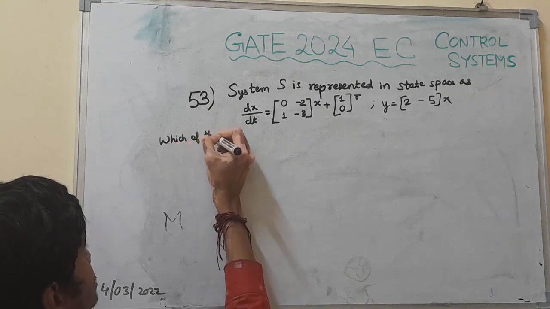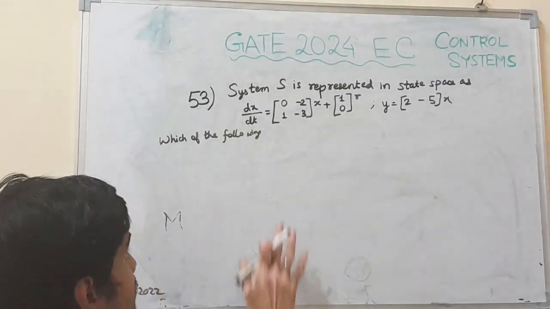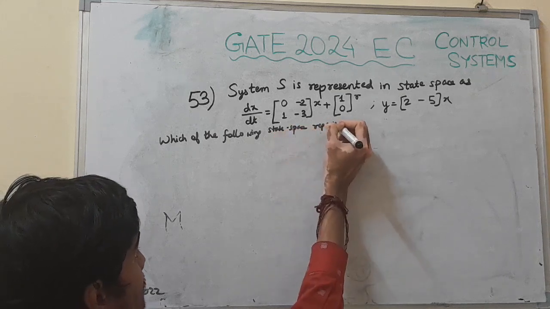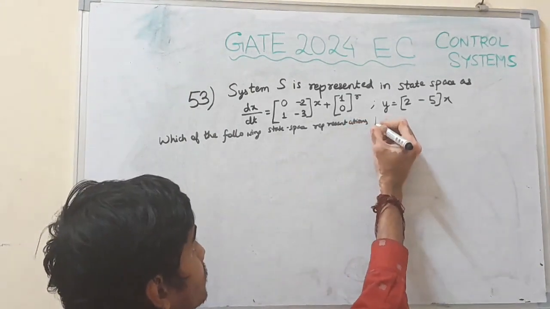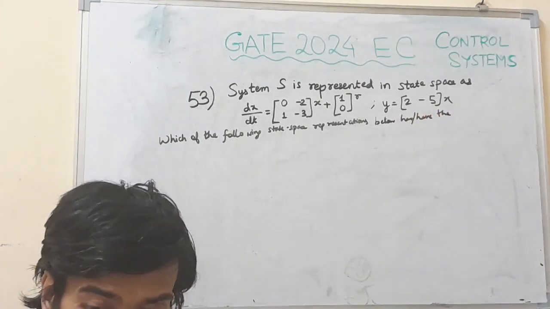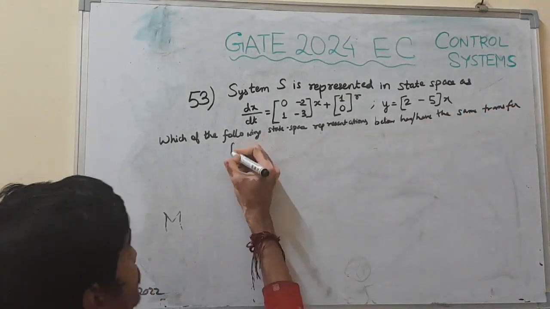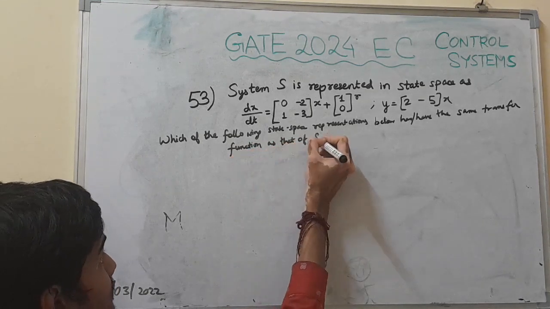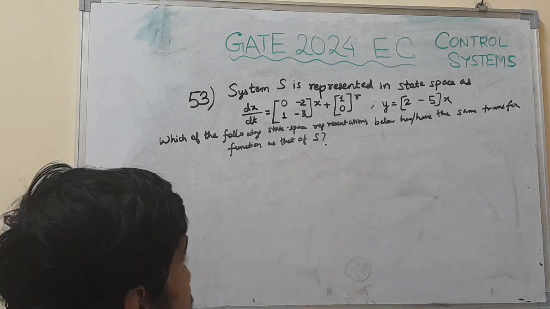which of the following state space representations below has or have the same transfer function as that of S. Same transfer function as that of S. This is the system, and it is asked which of the following has or have the same transfer function as that of S.